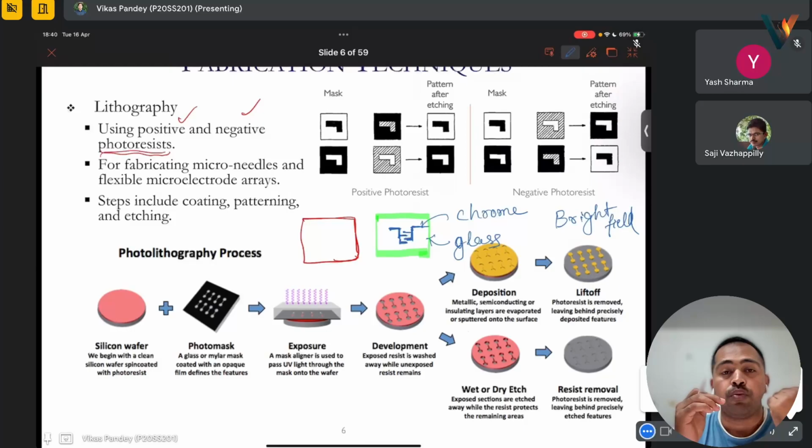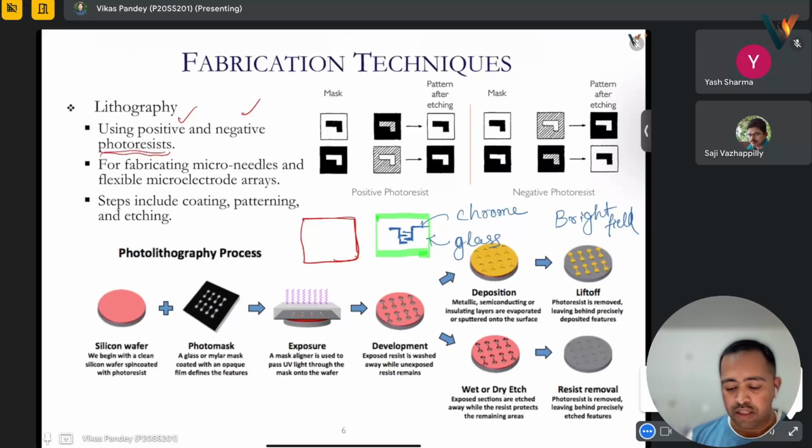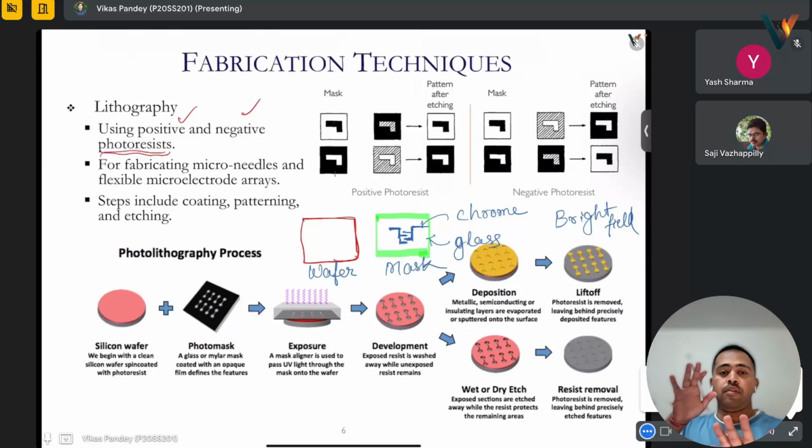So based on this, say this is our mask, this is our wafer. What happens is that we will take the wafer, we will put photoresist. Photoresist is liquid in form. We will put the photoresist and spin it at a very high speed. When we spin it at high speed, what will happen?